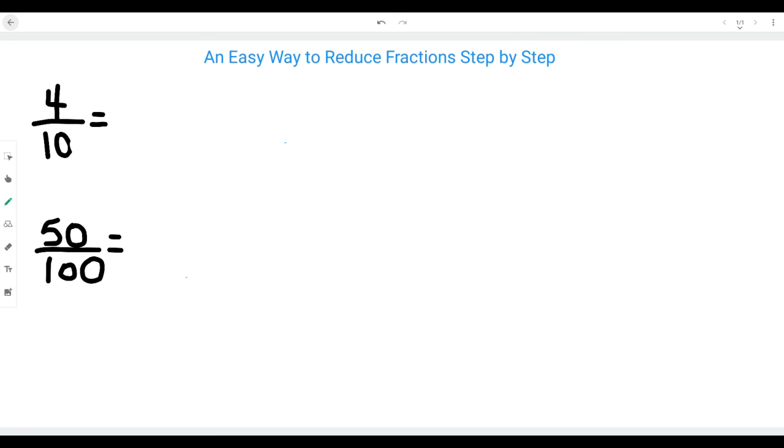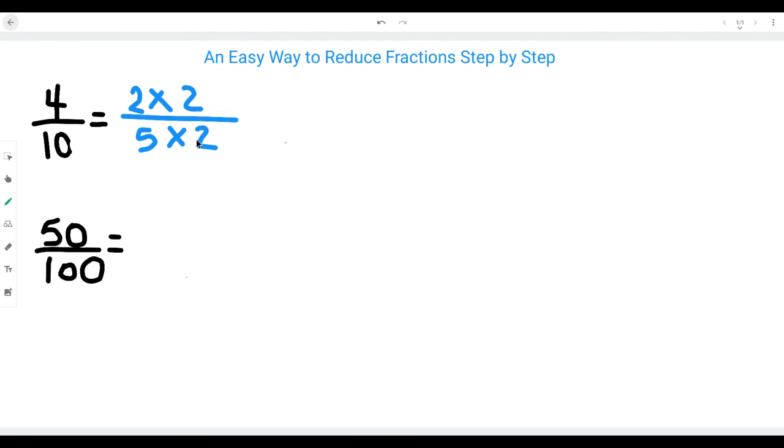Today we are going to learn an easy way to reduce fractions step by step. Our first problem is 4/10. We have to find two factors that when we multiply together will give us 4, and two factors that when we multiply together will give us 10. So let's try 2 times 2 as our factors for 4 and 5 times 2 as our factors for 10.